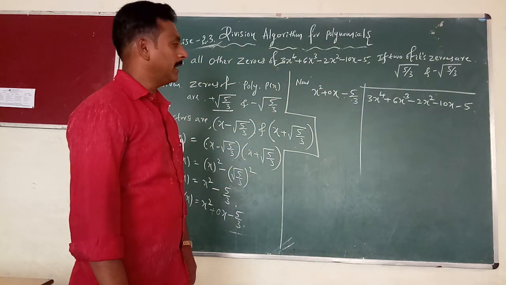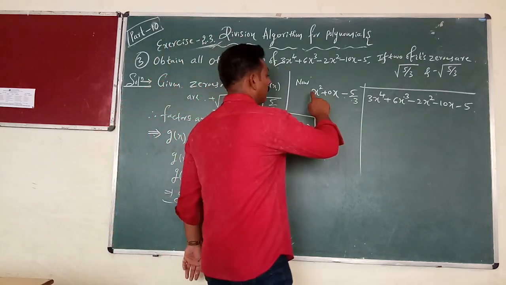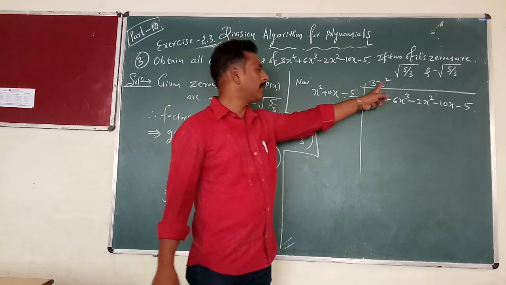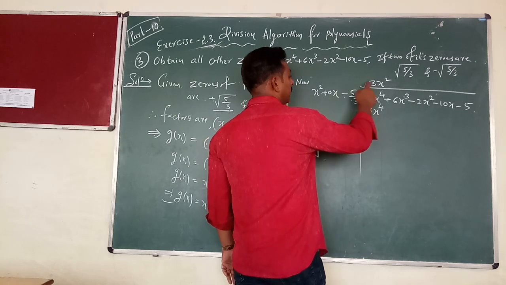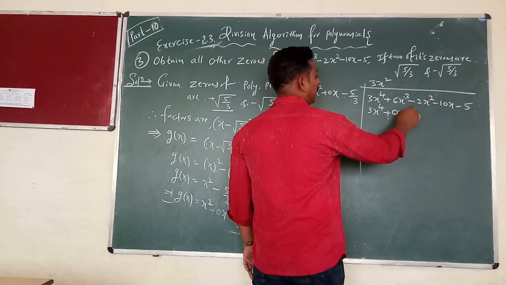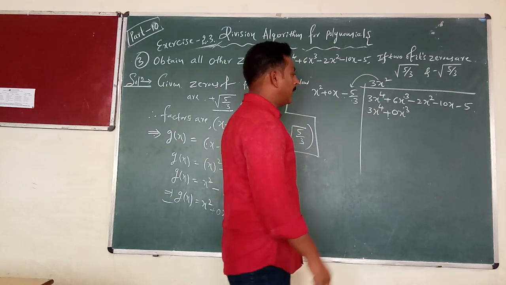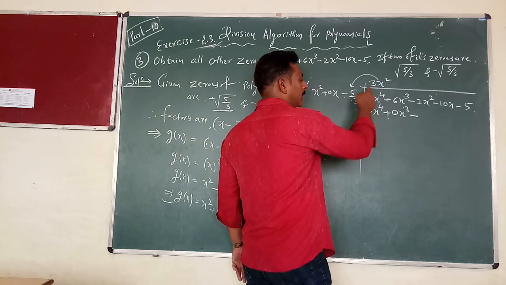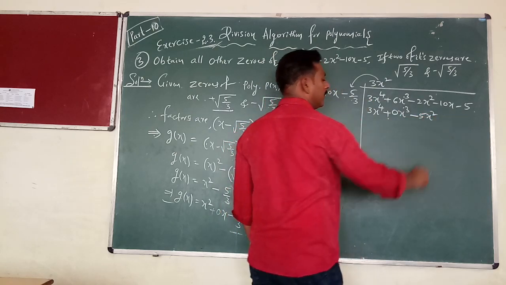Now let's start dividing. We have x square, we need x raised to 4 with coefficient 3. So x square, 3x square are 3x raised to 4. Next, plus into plus, 0 into anything is 0, x into x square is x cube. Now multiply this with this. When you multiply minus into plus, this is a minus. 5 by 3 into 3 means 3 gets cancelled. Then what you will get? 5x square. Is it clear?